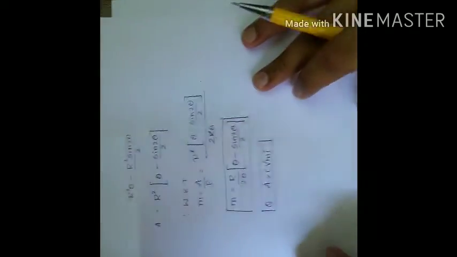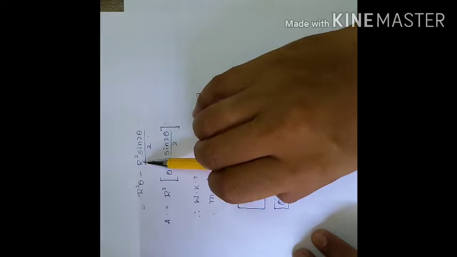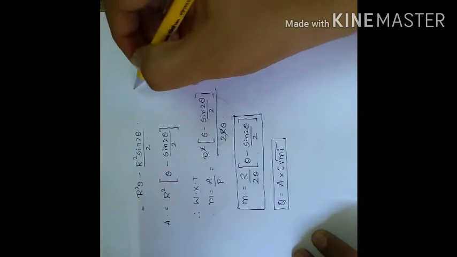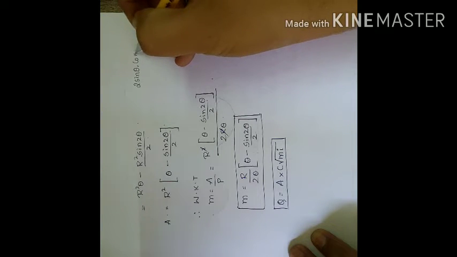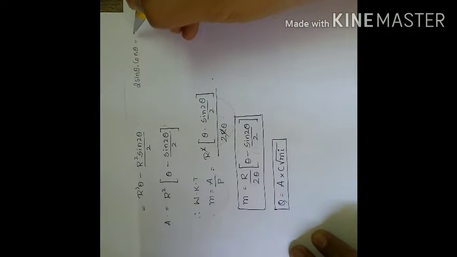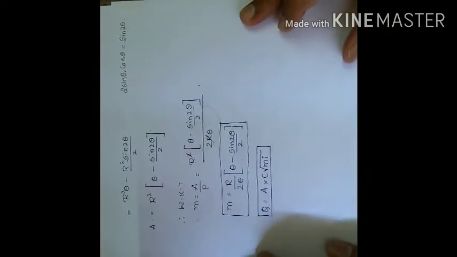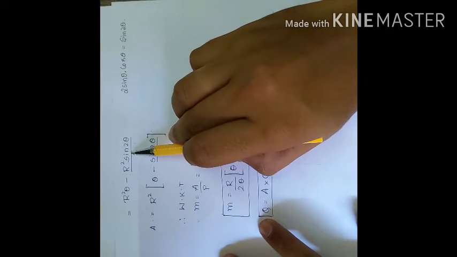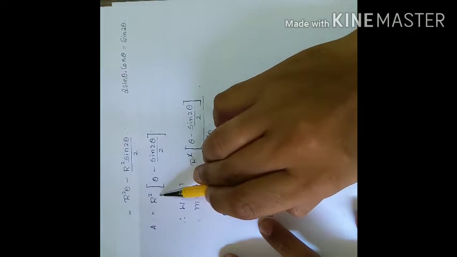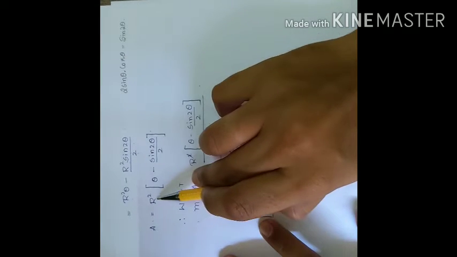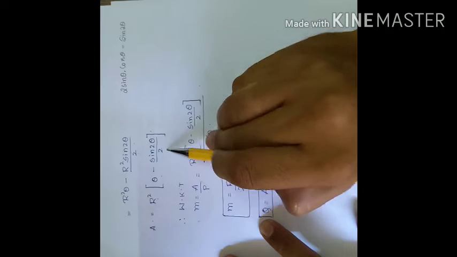Next we can see here, R square minus R square. 2 sin theta into cos theta will lead to sin of 2 theta. This is the formula from trigonometry that we need to use. So substituting sin 2 theta here, divided by 2. Therefore area is equal to R square, the common term R square is taken out, remaining is theta minus sin theta by 2.